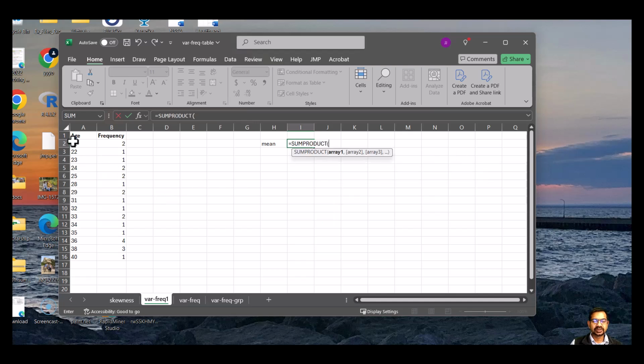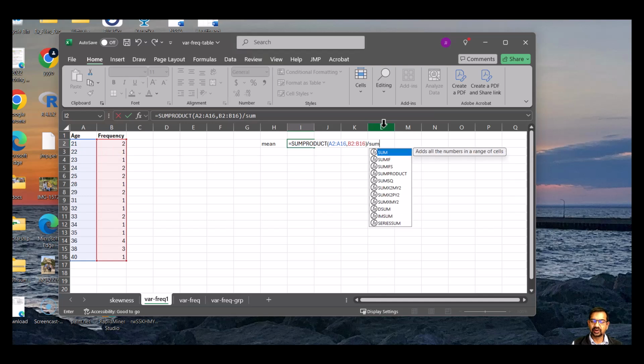What SUMPRODUCT will do is it'll do row by row multiplication and then add up our columns. So it's going to look at these two arrays. It's going to multiply the first element of array 1 with the first element of array 2, plus the second element with the second element, and so forth. So this is essentially giving us our sum, and we divide it by the sum of our observations.